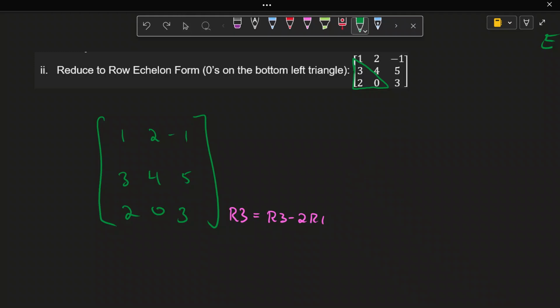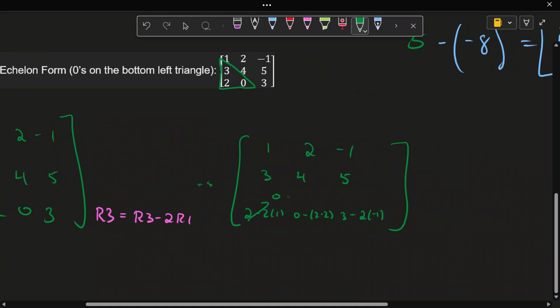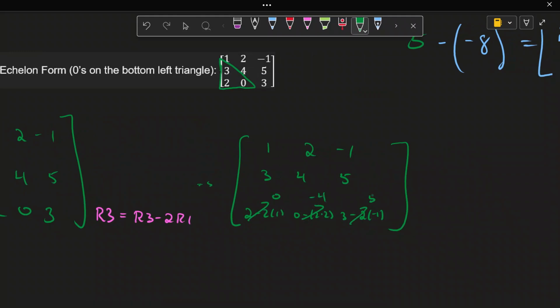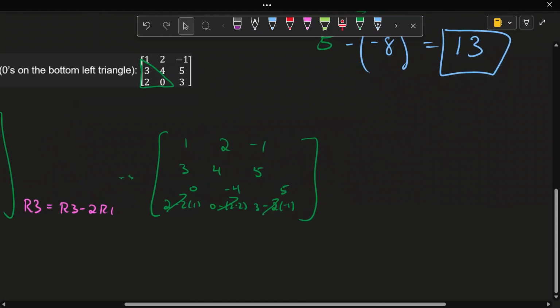So now this is going to say that the first and second row are unaffected, but the third row, we do 2 minus 2 times 1, 0 minus 2 times 2, and 3 minus 2 times -1. And so now we can write this as 0, this becomes -4, and this one becomes 3 plus 2, which is 5. So we have that one as 0, but now we need to get another one 0.